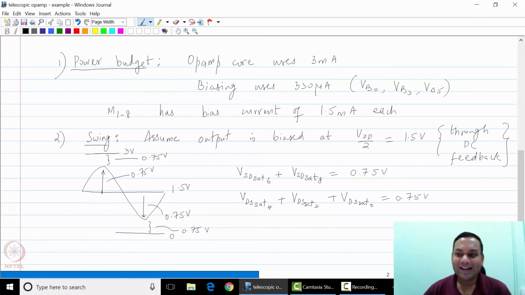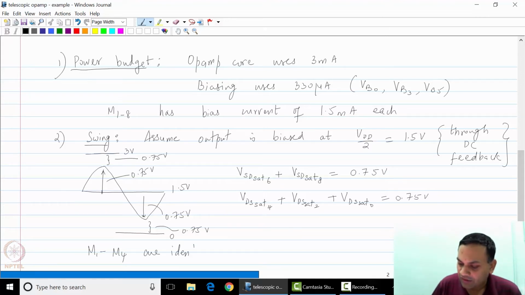Now you need to make a design decision. So let us first, to make our design easier, we will assume that M1 to M4 are identical. This will reduce our search space. The design can be refined later based on signal considerations. We will say M1 to M4 are identical and M5 to M8 are identical again.